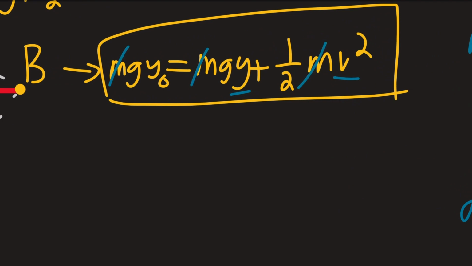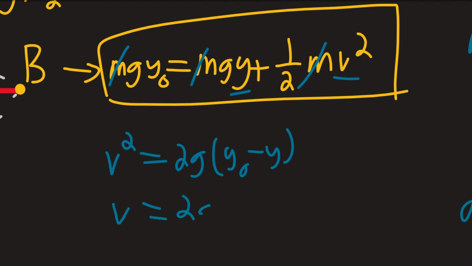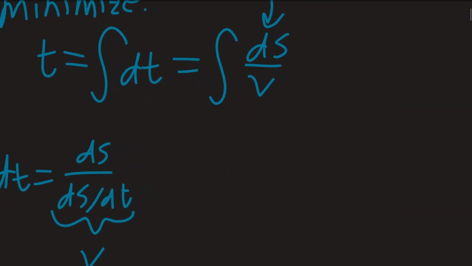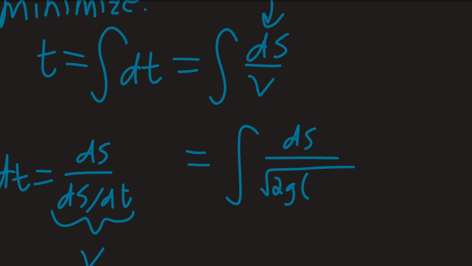So what we end up getting is v squared is equal to 2g, I'll just factor out the 2g, y naught minus y, meaning that our actual velocity is equal to the square root of 2g times y naught minus y. So subbing this in over here, what we have is actually the time, the thing we want to minimize, is the integral of ds over the square root of 2g times y naught minus y.